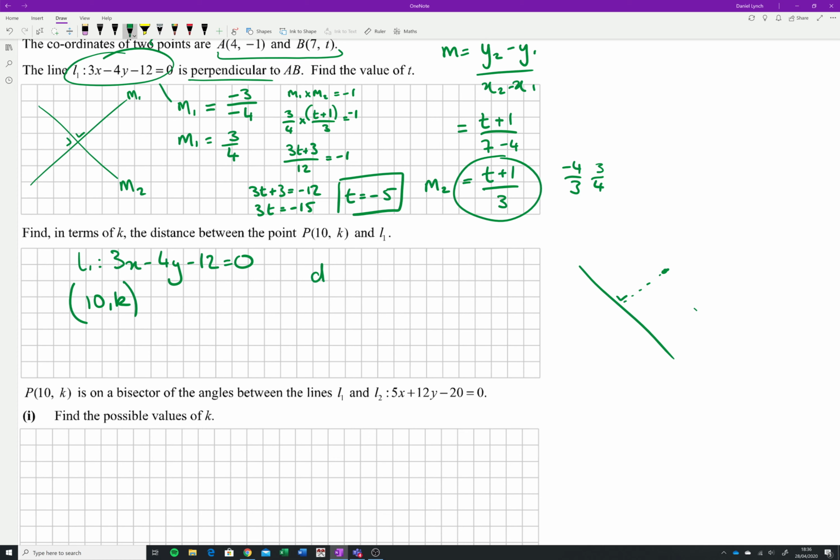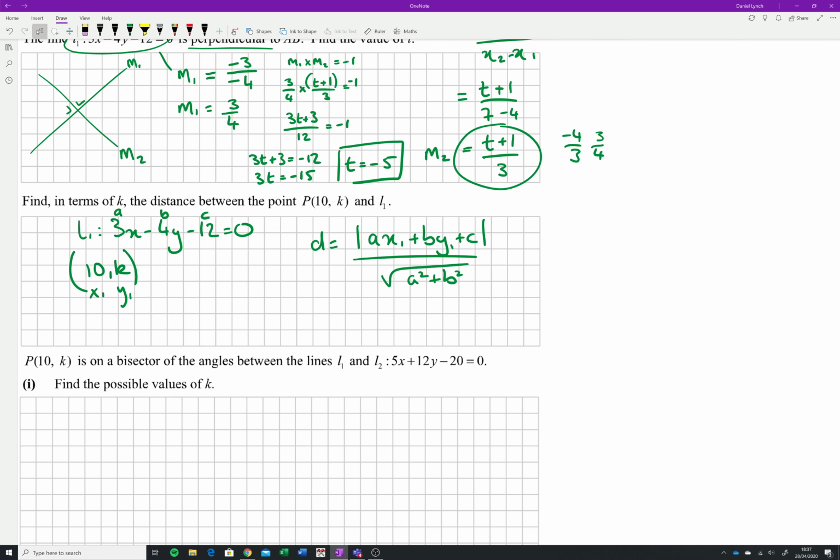So there is a formula. It's in the tables book, and we've been using it. It's the absolute value of ax1 plus by1 plus c, all over the square root of a squared plus b squared. This is our x1, that's our y1, that's a, that's b, that's c, and we're just going to trot it into that formula. It says in terms of k, and people get very scared about that. It just means that your answer should have a k in it, that's all.